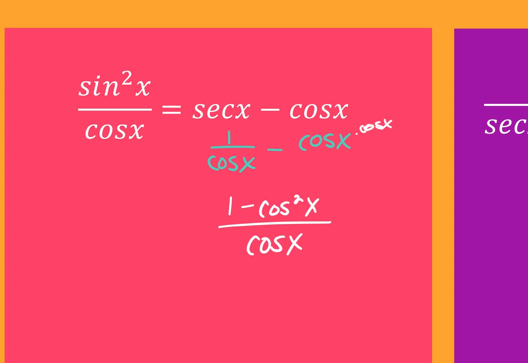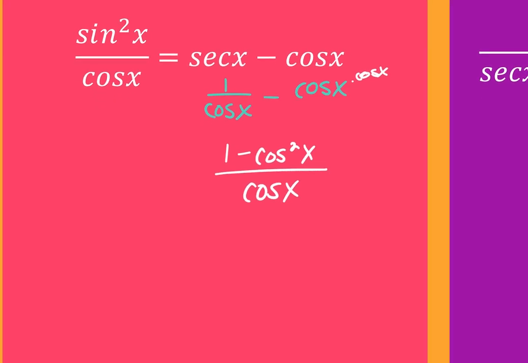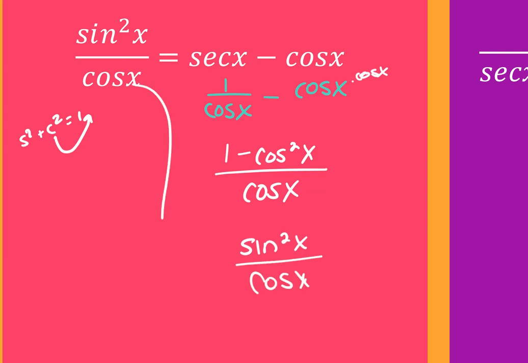What is 1 minus cosine squared x? Sine squared x, right? It's your Pythagorean identity. Sine squared plus cosine squared equals 1. If I move the cosine squared to the other side, 1 minus cosine squared would give me just sine squared. And then left side equals right.